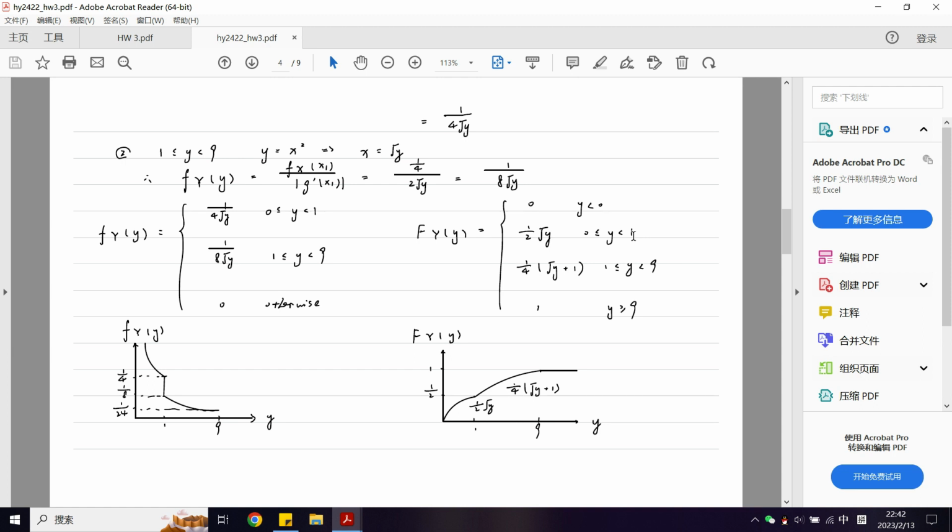And there are also two conditions. When y is from 0 to 1, it will be 0.5 square root y, and from 1 to 9 it will be the reciprocal of 4 times square root y plus 1. And the figure of small fy is like this, and the figure of big Fy is like this.